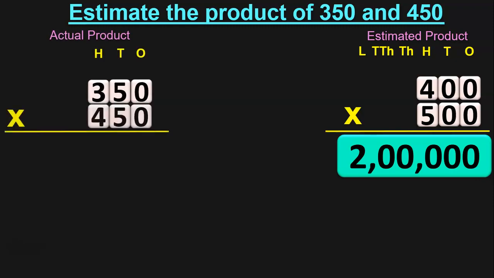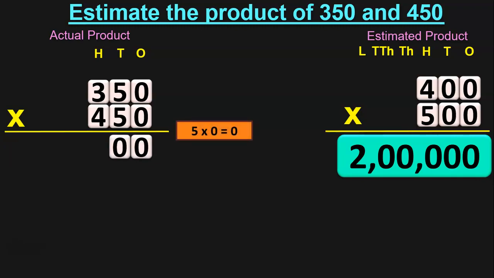Write down the numbers one below the other and begin multiplication from the ones place. In ones place we have a 0, so you can skip that step totally. Next you have to multiply 350 by 50 because 5 is there in the tens place. So add a 0 in the ones place.